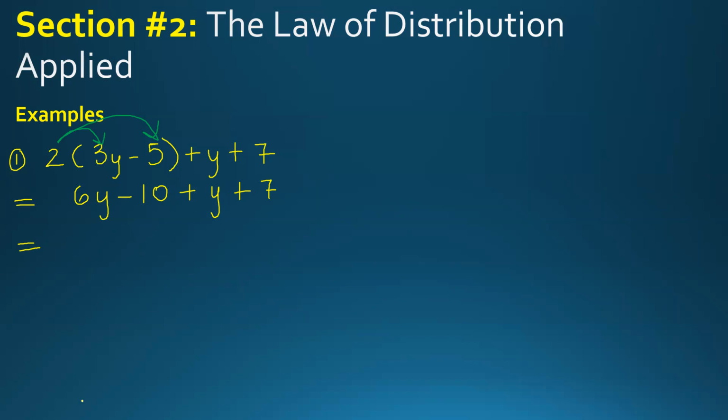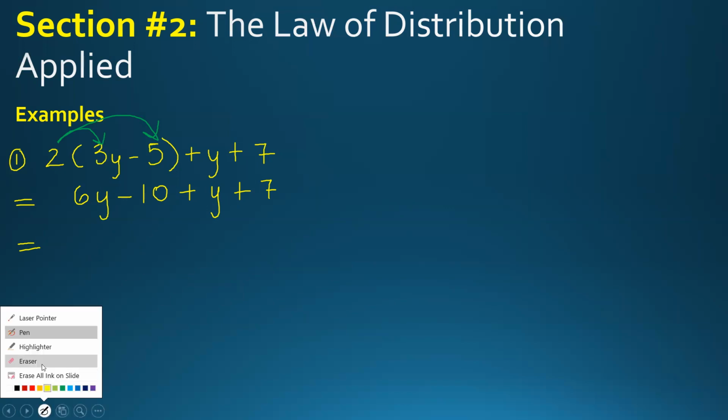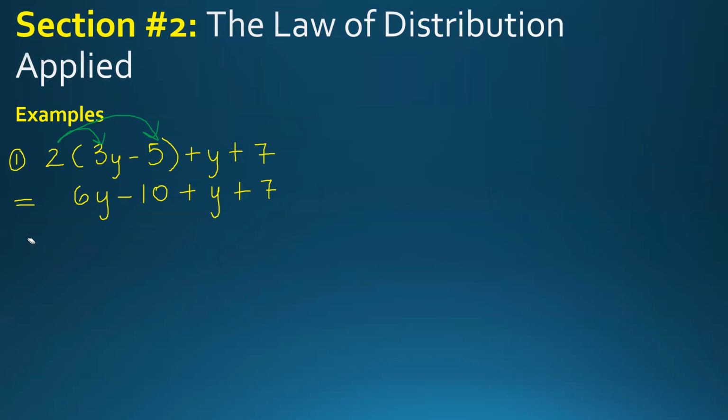Next, what do you think the next step is going to be? Group the common terms. Very good, group like terms. So we're going to group the 6y with y, and also the -10 with 7. So it's going to be equal to 6y plus y, and the -10 and the 7.